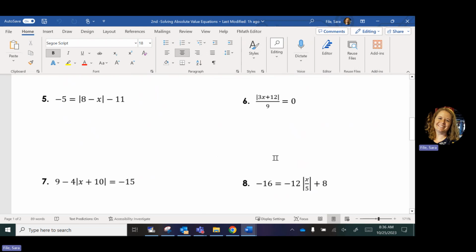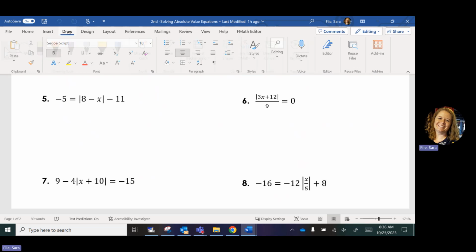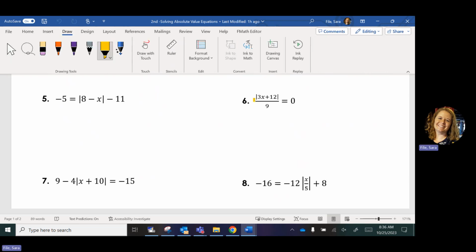So number 6 definitely looks different than ones we've done before. It has our absolute value expression over a number, so it's a numerator of a fraction. So this is, again, what we're trying to isolate, this absolute value expression. So that divided by 9 is outside the absolute value bars. So I need to move that to the other side before I set up my equations. How do I get rid of divided by 9?